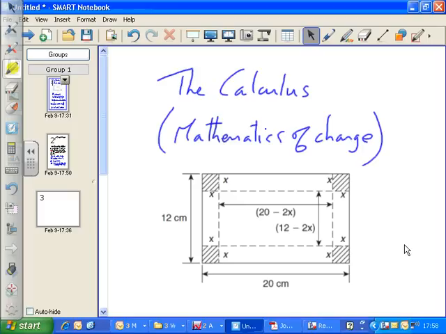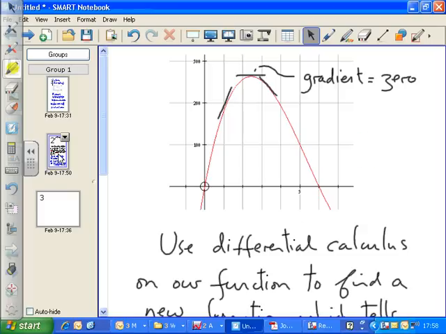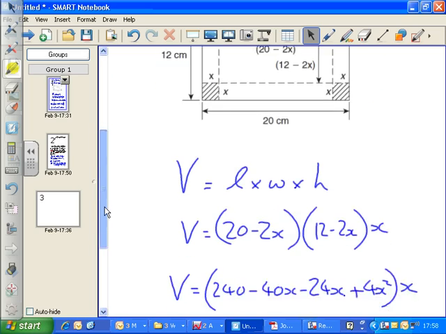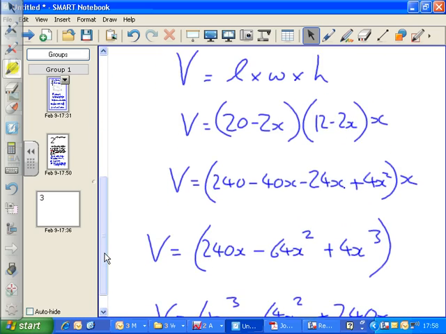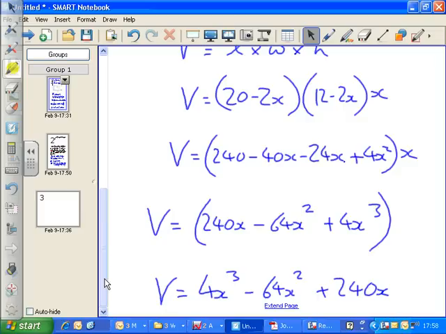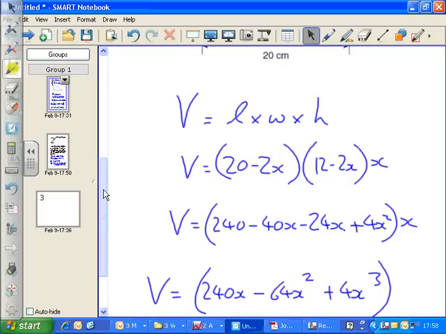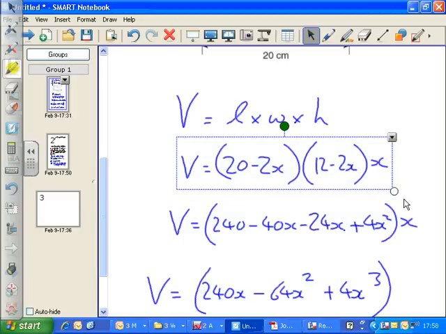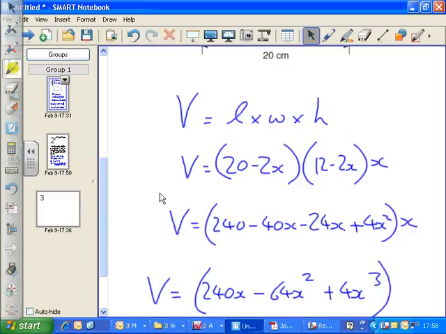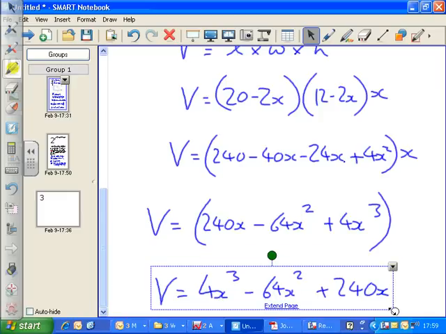So the first thing to do before we can use this calculus is to come up with a formula that relates what we're interested in, in this case the volume of the box, and the height x. So a little bit of algebra comes in straight away. We write down the formula for the volume of the box, multiply out the brackets, and come up with this, a formula for the volume of the box involving just x. But that's not in a form that's easy to differentiate using the calculus rules. So we expand out the brackets and rewrite the formula for the volume of the box like that. And now it is easy to differentiate.